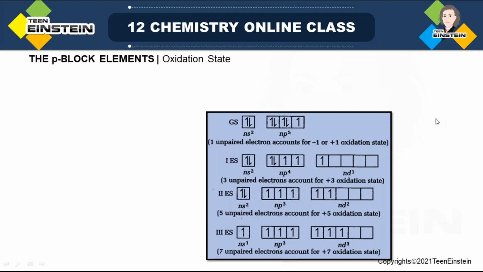Hello everyone. Last day we have already started group 17 and today we are starting with the oxidation state, and after that we will see what are their oxidation power. Then anomalous behavior of fluorine, that is the first element of this group, and then compounds with hydrogen, oxygen and metals, and there will be related problems also.